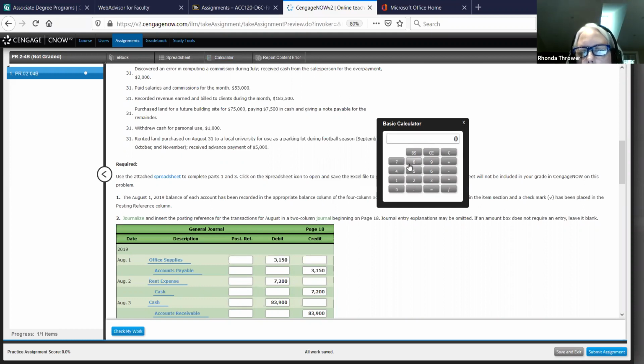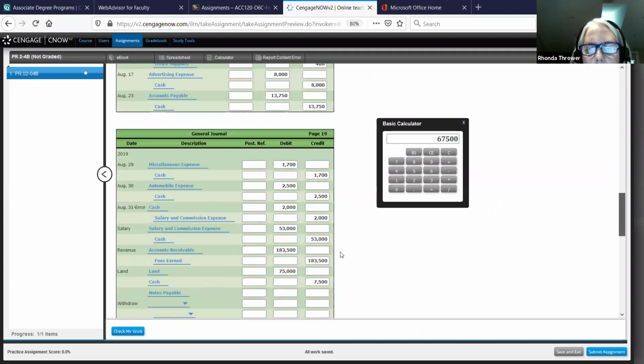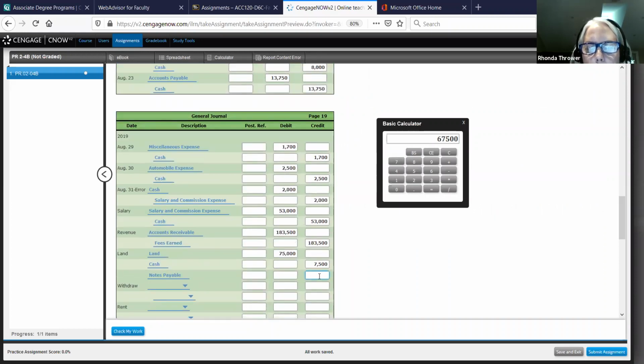75,000 is what we purchased the land for. We're going to subtract out what we paid in cash. And what's remaining is $67,500 that we still owe for, because our notes payable is a liability. Our liabilities are increasing by $67,500. Now, when you get this entered in, if you add both credits together, it should equal your debit. So you'll know that you are in balance here.